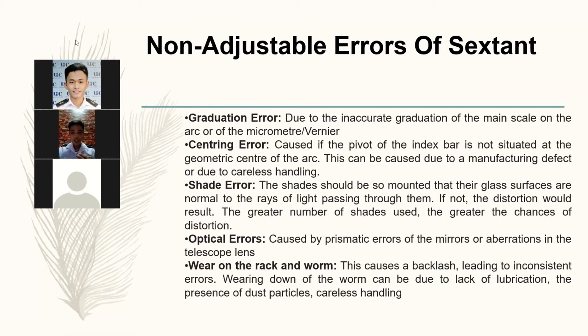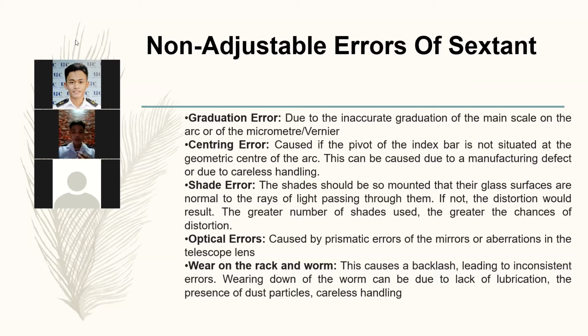And next is shade error. The shades should be mounted so that their glass surfaces are normal to the rays of light passing through them, and if not, distortion will result. The greater the number of shades used, the greater the chances of distortion. Next is optical error, caused by the prismatic error of the mirrors or aberration in the telescope lens. It is similar to shade error, but it is caused only by prismatic errors of the mirror.